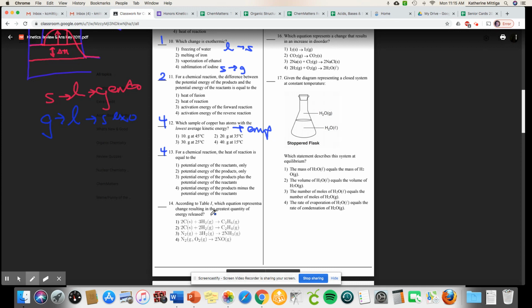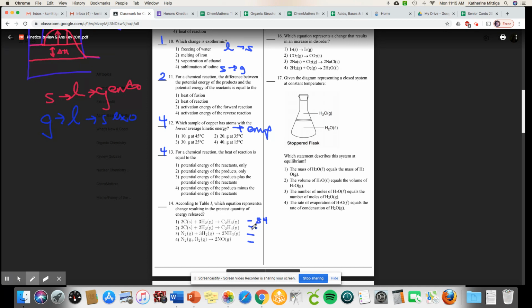According to Table I, which means I need to get that out, which equation represents a change resulting in the greatest quantity of energy release? So by the way, energy release means negative delta H. So these better be negative. So I'm looking for that first one. 2C plus 3H2 yields C2H6. Okay, so that's about halfway down. So that's negative 84.0 kilojoules.